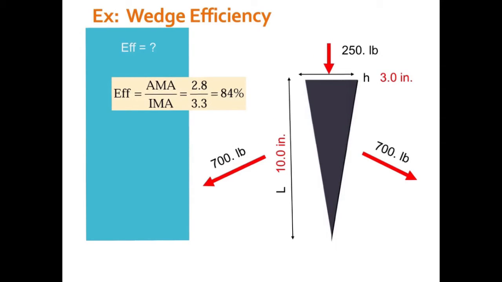Now with those two values, the AMA and the IMA, I can find my percent efficiency. My AMA was 2.8, IMA is 3.3, so 2.8 divided by 3.3 times 100 is 84%.